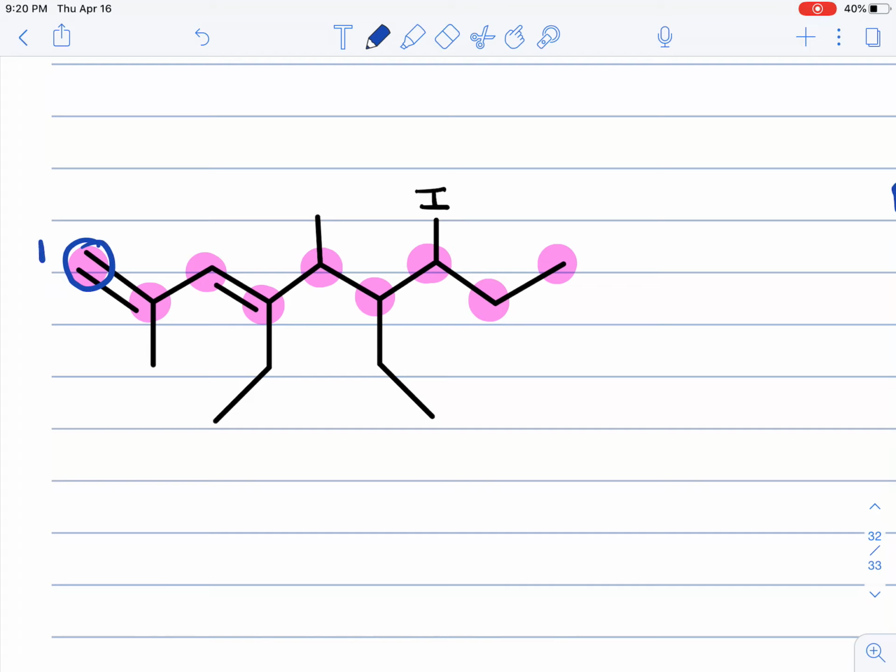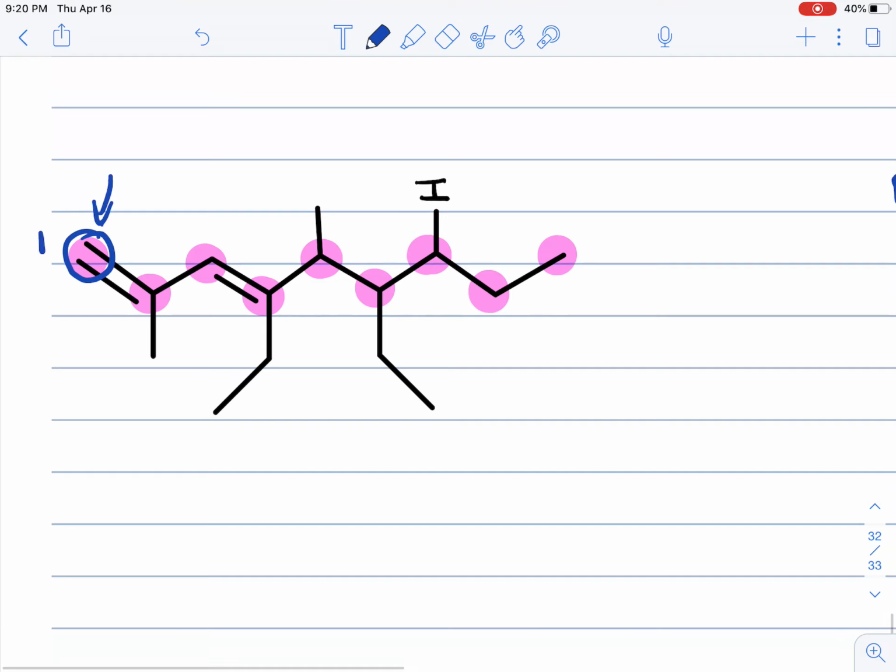And so there's no point for me to go backwards and say that this is 1, because I've already figured out that carbon 1 contains my double bond, and the double bond gets priority. So this is 1, 2, 3, 4, 5, 6, 7, 8, and 9.